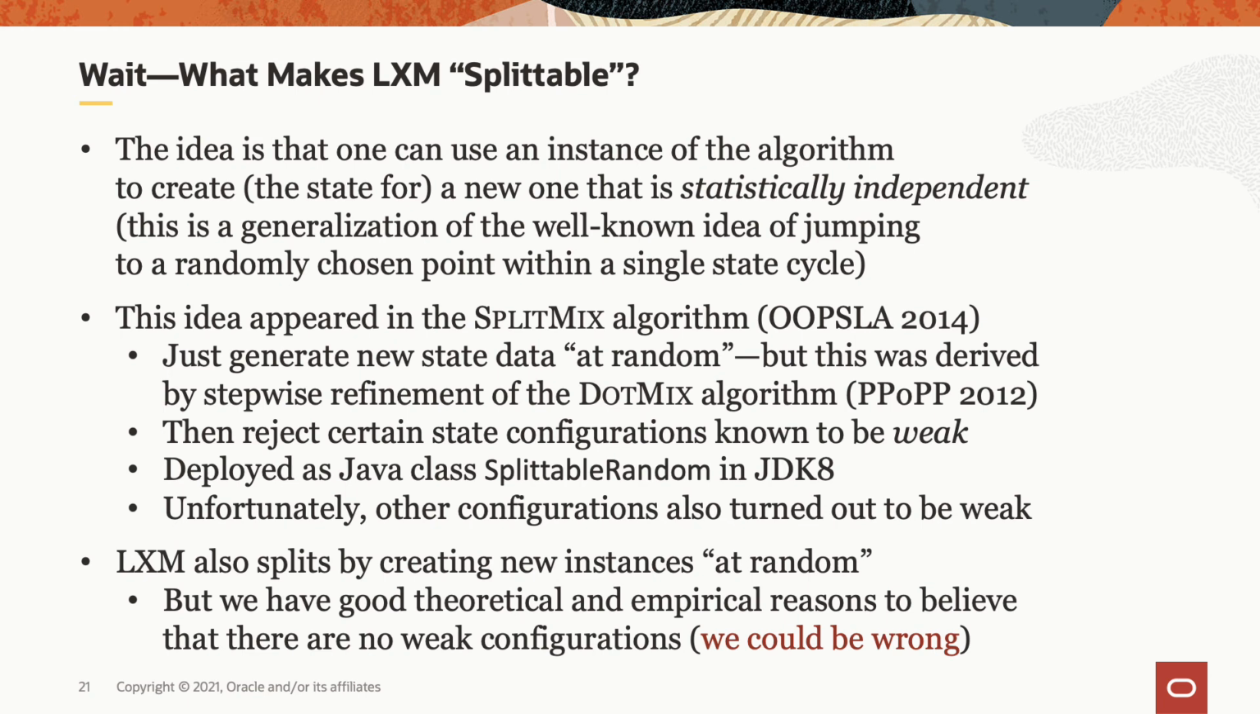But this approach was derived methodically by stepwise refinement of an earlier algorithm called DotMix from 2012. But not all states for the SplitMix algorithm work equally well, so it's necessary to reject certain state configurations that are known to be weak. This is deployed as the Java class SplittableRandom in JDK 8. Unfortunately, other configurations also turned out to be weak. See this paper for an explanation of why.